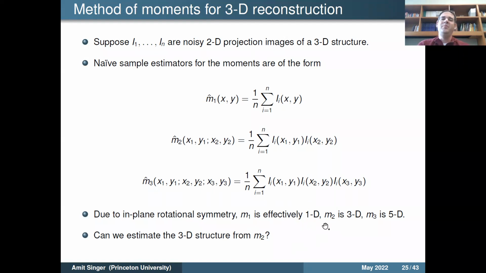Certainly you will not be able to reconstruct from the first order moment, from the average image. You lose too many parameters in the process. And it could be that the third order moment is needed, but you see it's much larger than what we need. It's 5-dimensional. So hopefully the second order moment is just what we need.